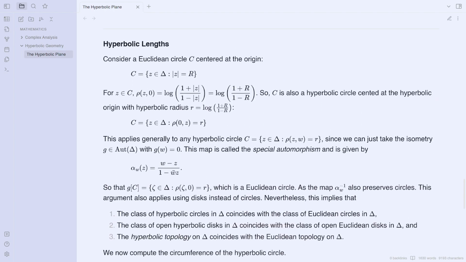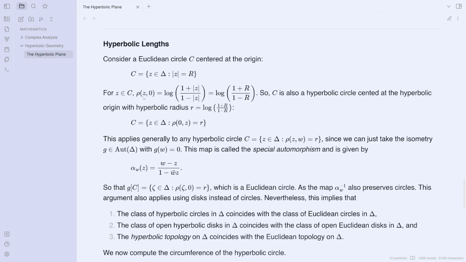The next section, I want to actually start computing lengths of simple geometric shapes. And the first one that would come to mind naturally would be the circle. So what does a circle look like, and what is it like in hyperbolic space? Now it actually turns out that every Euclidean circle is a hyperbolic circle, and every hyperbolic circle is a Euclidean circle. And we know that if I have a Euclidean circle C centered at the origin, that's just this set.